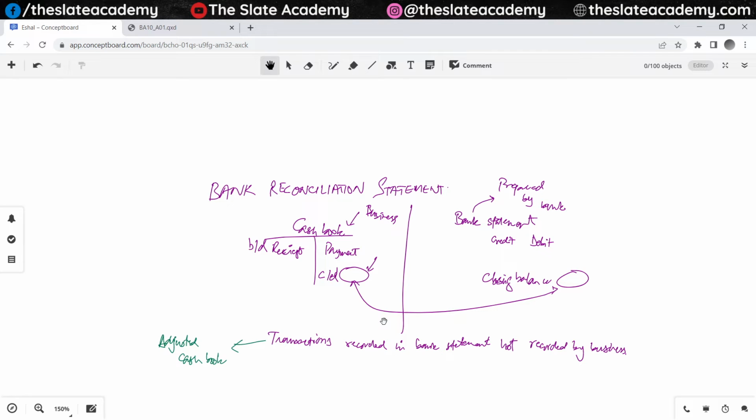So I would enter these transactions in my cash book, which would give rise to the adjusted or updated cash book. There is another thing, which is the transactions which have been recorded by me, recorded in the cash book but not appearing in the bank statement.